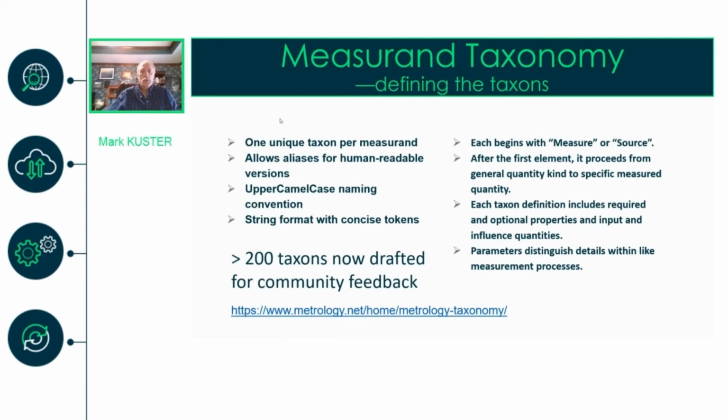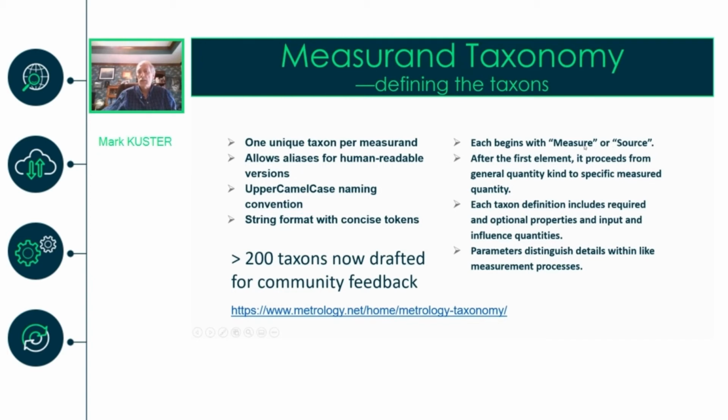So this shows some of the work we've done along that line. We've drafted over 200 individual taxons now and put them on this website for community review and feedback. There's a single taxon defined for each measurand, for each unique measurand process. And that's what appears in the digital documents. The human readable documents may show various aliases for the single measurand, for example, for differing languages around the world or just simply for different terminology.